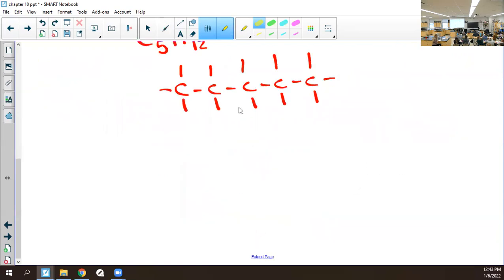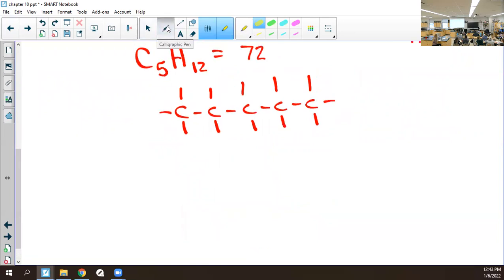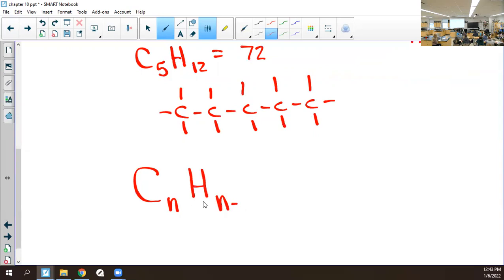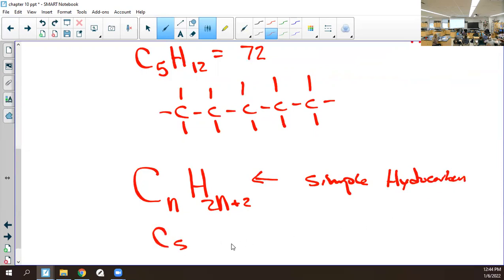There is a cheat sheet, not a cheat sheet. There is a way to go about it. I don't know if I've ever talked about this. In a simple hydrocarbon, C will always have a number N, and H will always be 2 times N plus 2. This is the formula for every simple hydrocarbon. So once I knew 5, I knew this number was going to be 12 because it was 2 times 5 plus 2. You do not have to know that.